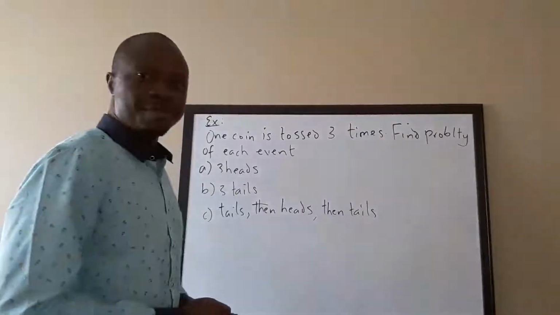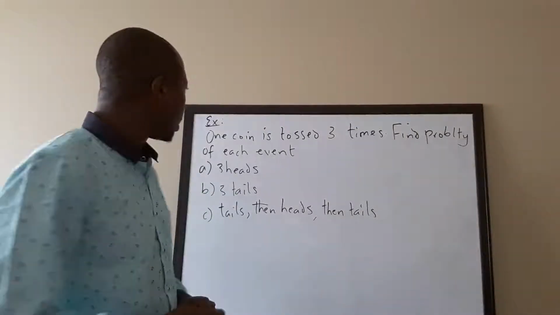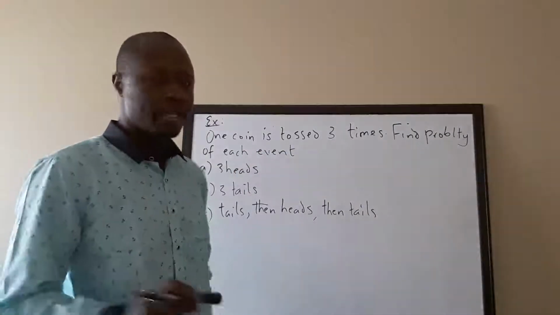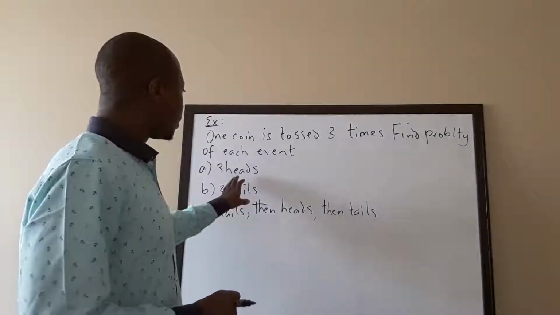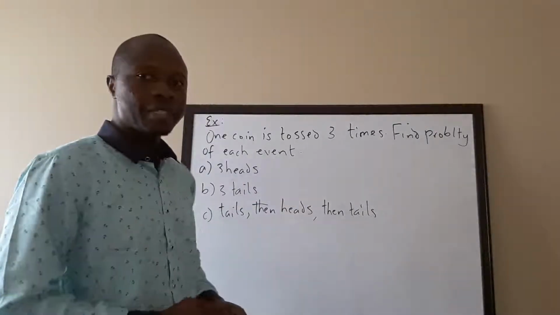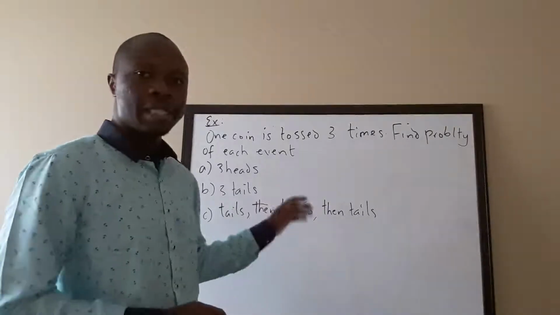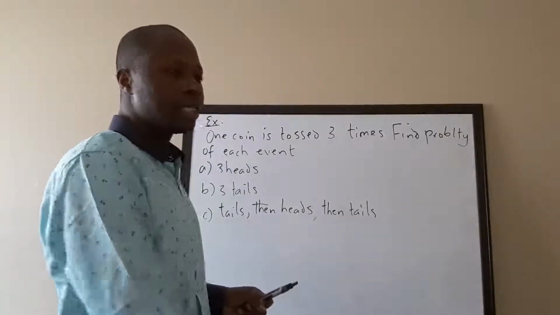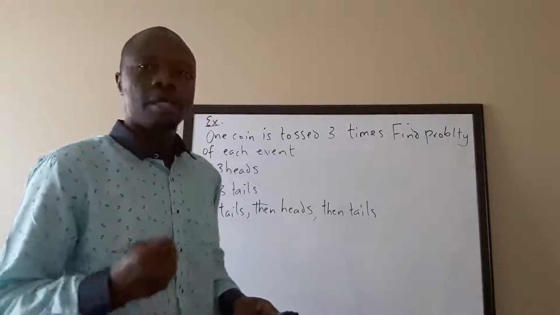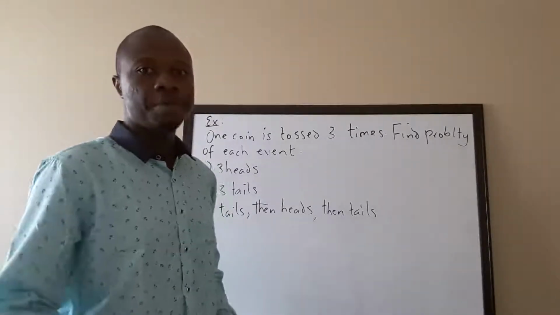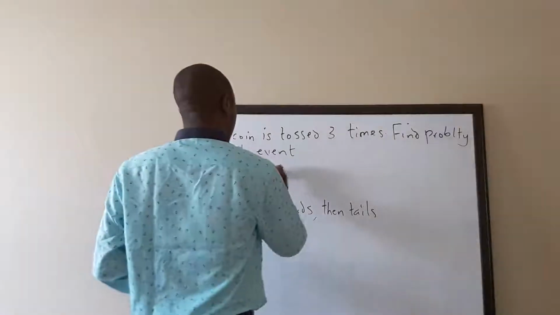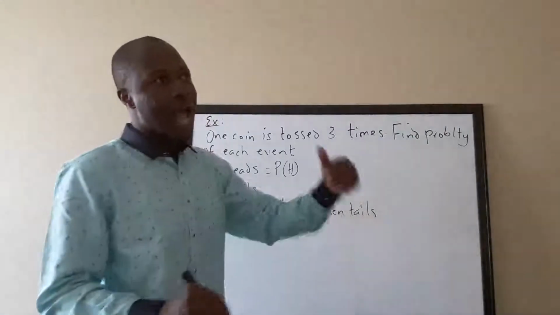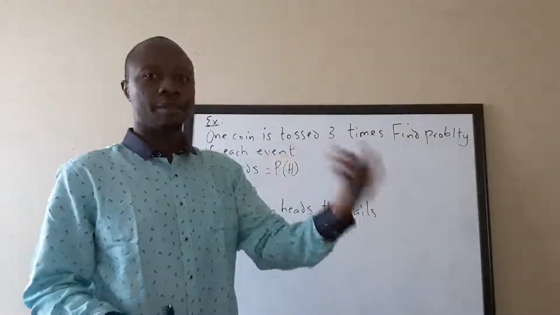Now this takes us to the very last example that we're dealing with here. So one coin is tossed 3 times. Find the probability of each event. So what is the probability of getting 3 heads? Again, these are all independent, because you toss the coin the first time, you get head, you pick it up. You toss it the second time, you get head, you pick it up. You toss it the third time, you get head, you pick it up. So this is going to be P of H, the probability of head and probability of head and probability of head.